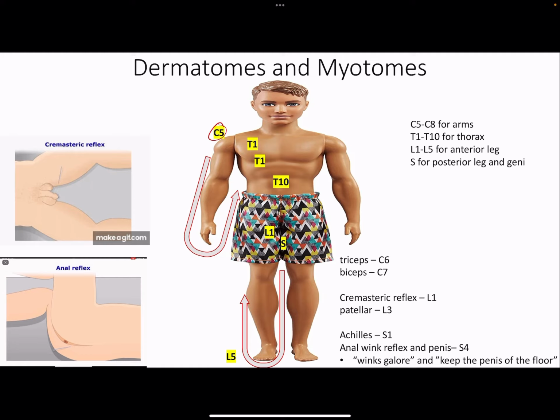So let's start with C5 at the shoulder, and then we're going to move down more or less C6, C7, C8, and then all the way up here T1. I don't know why there's another T1 there. So T1 up here, and then T10 at the belly button, T10.